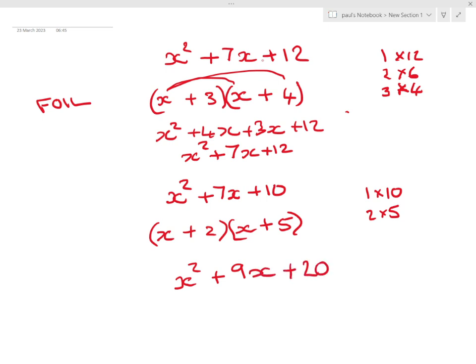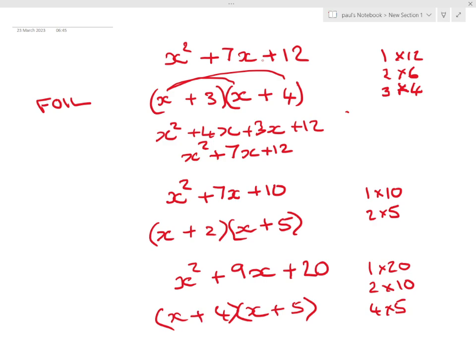Another one. So factors of 20: 1 times 20, 2 times 10, and 4 times 5. 4 times 5 is 20, and 4 plus 5 is 9. So there's the answers, yeah? So it's 4 and 5 and plus and plus.